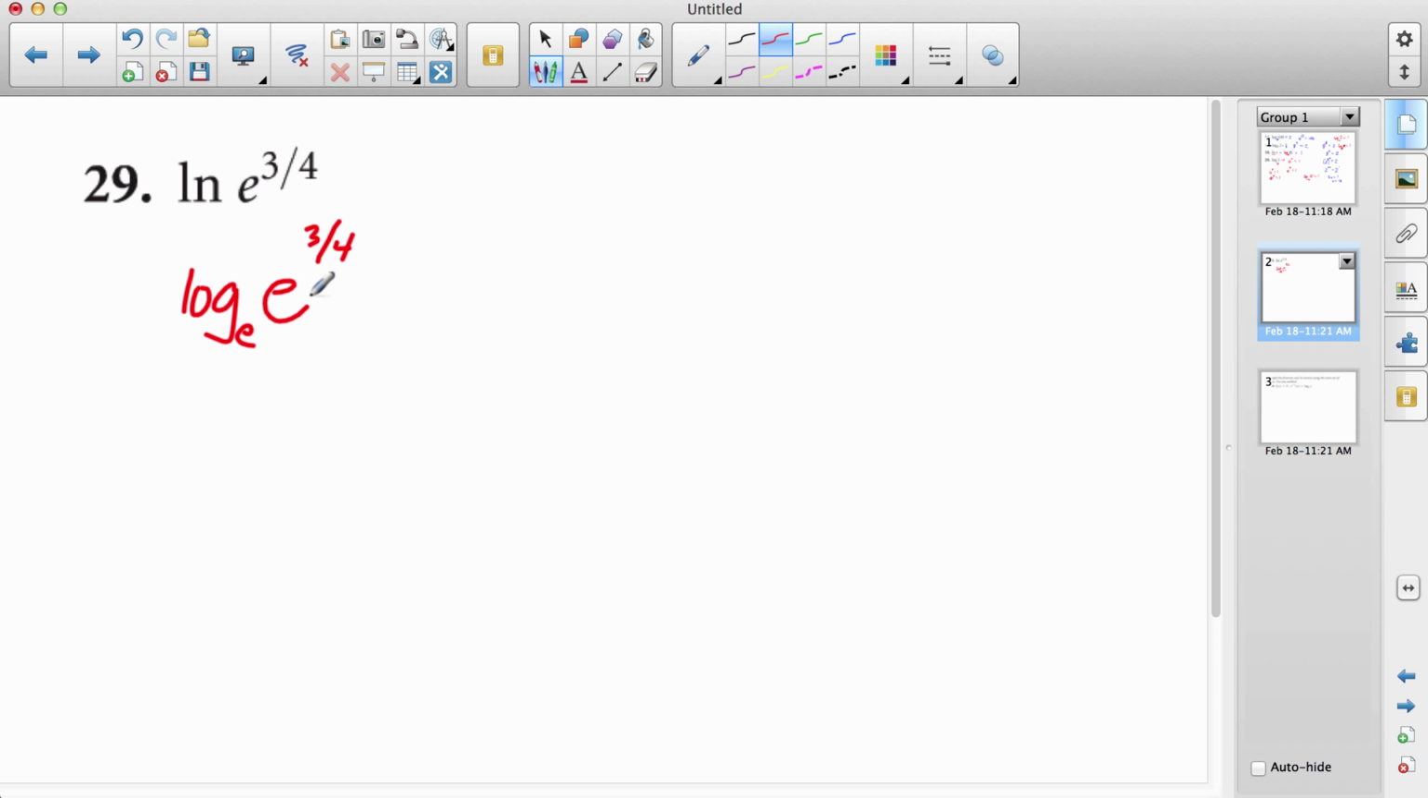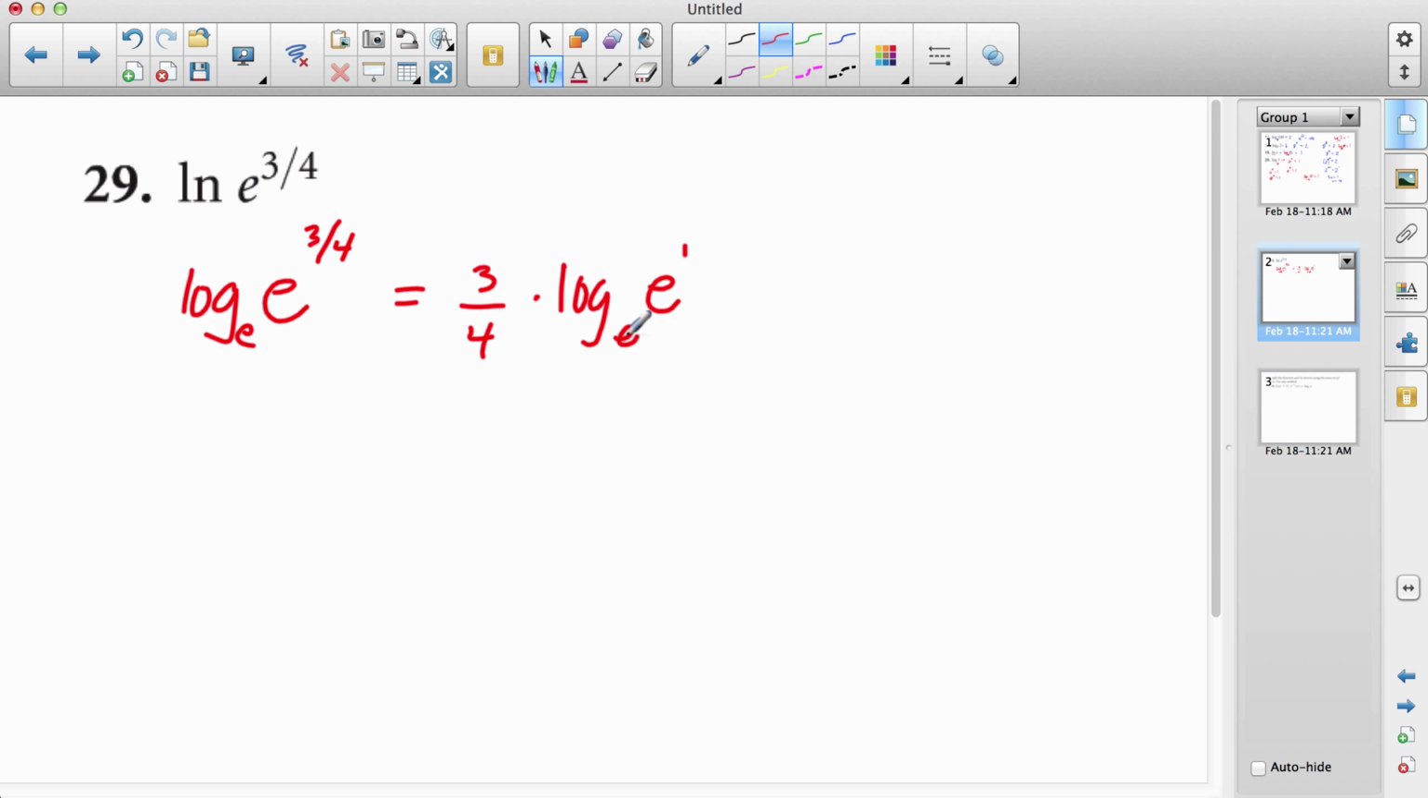Okay, now this is the power rule. If I have any exponent here, I'm taking the logarithm of something where I have an exponent there, I can bring that out front. So that 3/4 can be out front, so 3/4 times log base e of e. And remember, this log base e of e, I could put an exponent of 1 there if I wanted to.